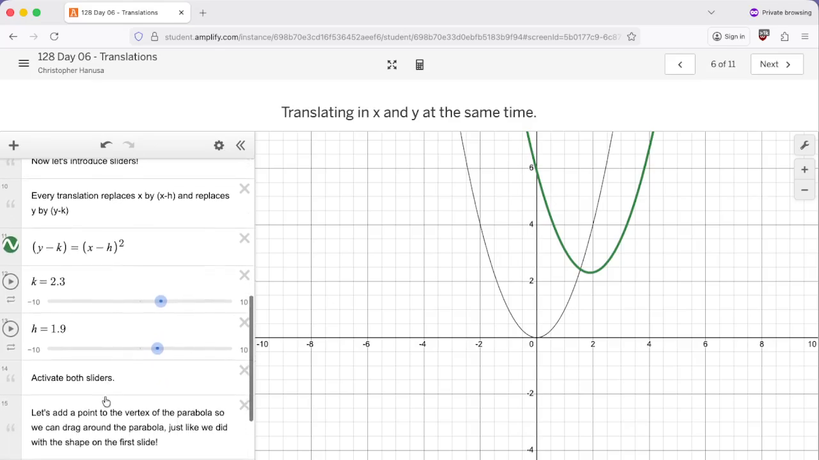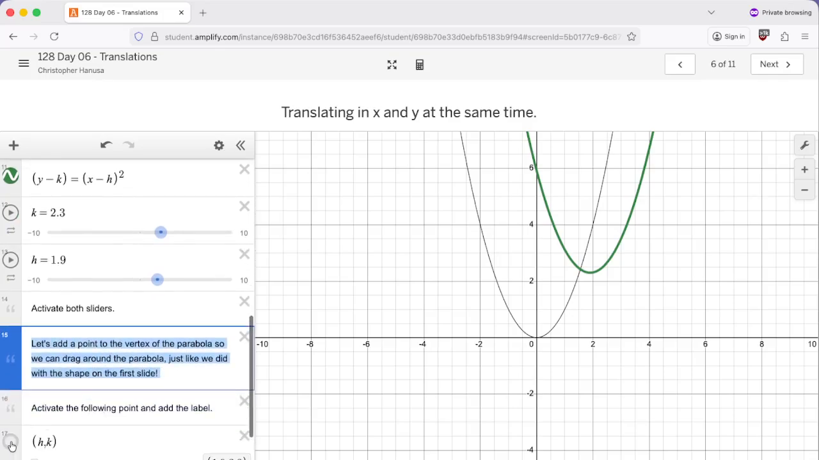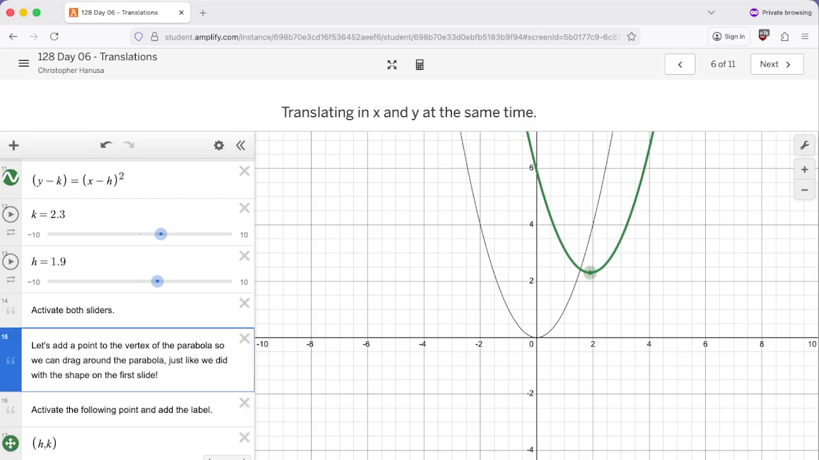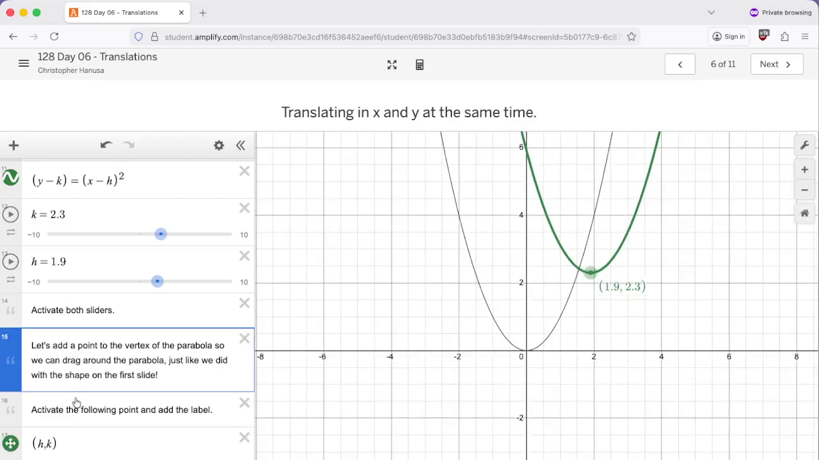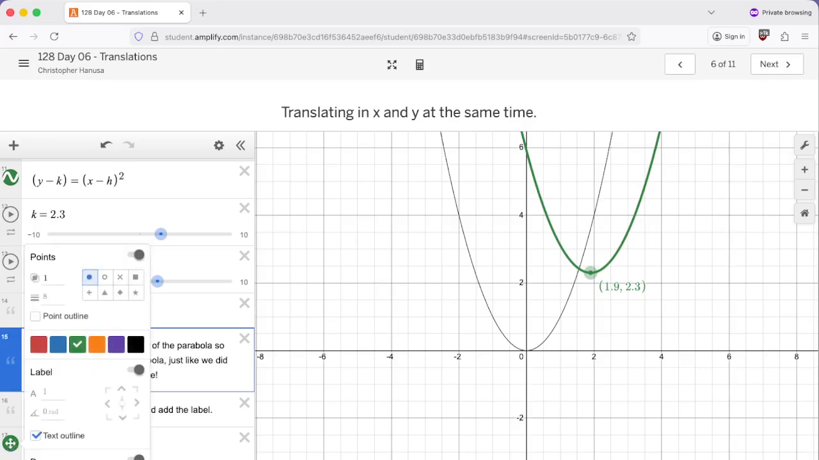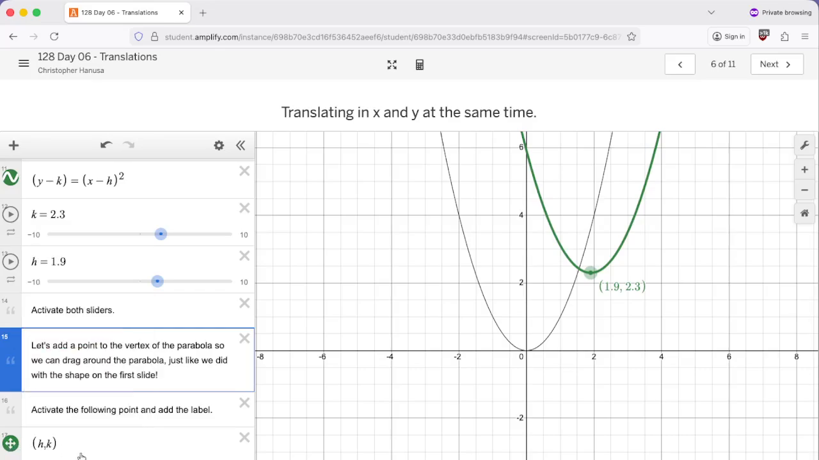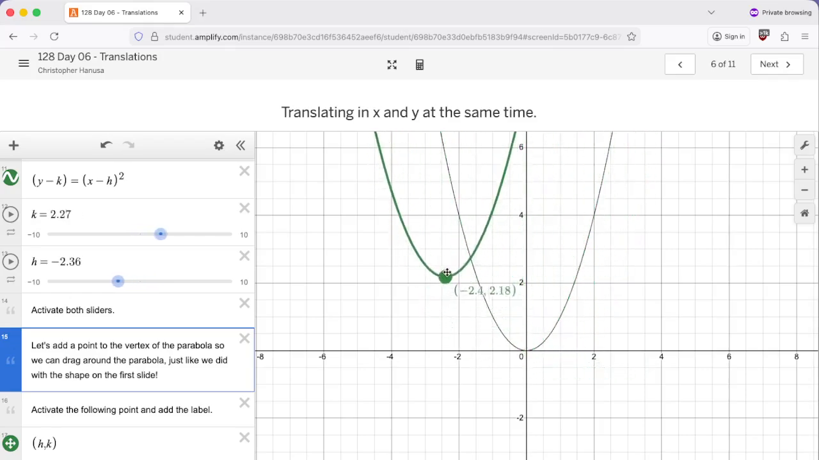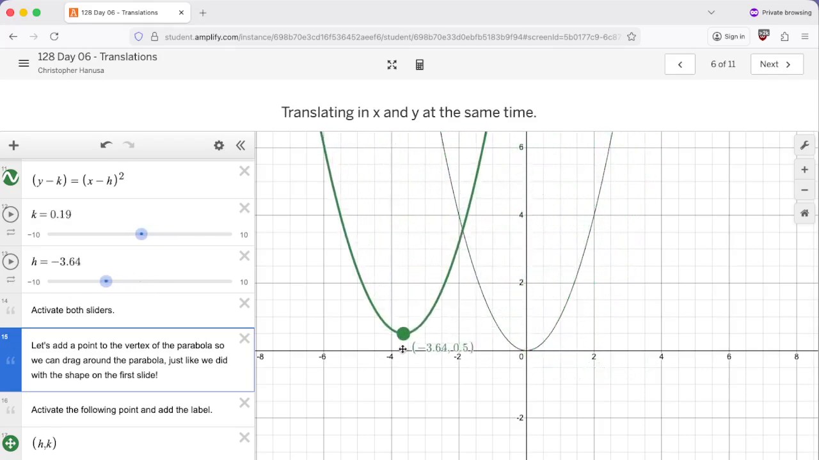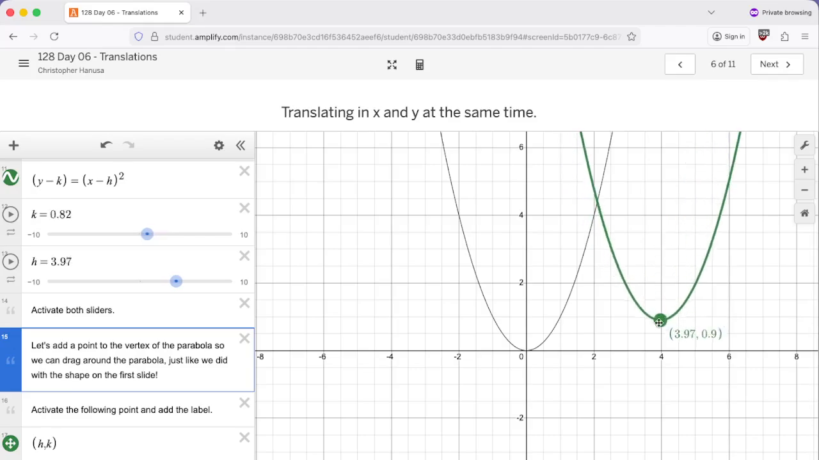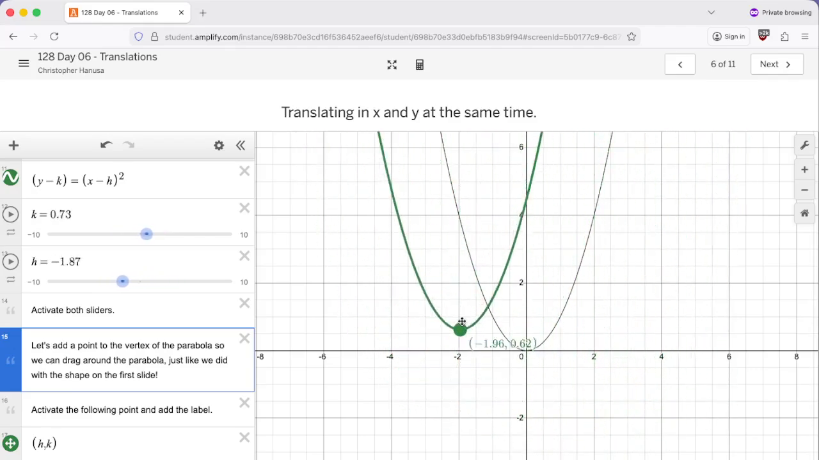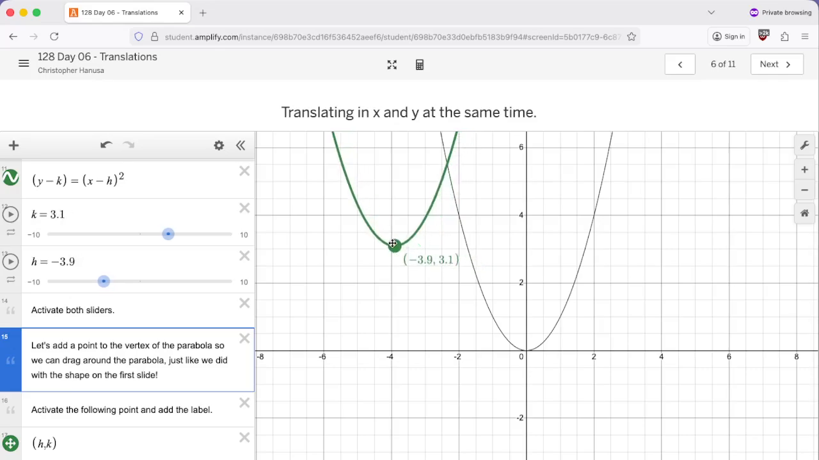And now here is a pro tip. What we're going to do is add a point to the vertex of the parabola. I've got this point right here, h comma k, and I'm going to label it. We can drag this point around, and it's actually updating the h and the k for you. You can see over here that the h and the k are being updated just as you move this point around, and it'll help you be very precise about where you want to put your curve.